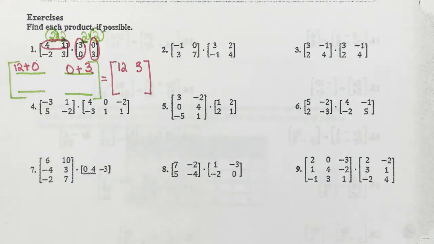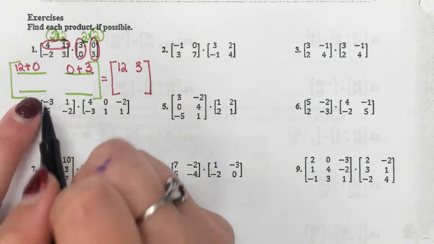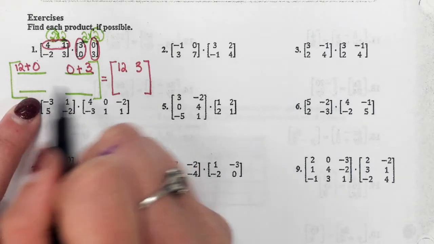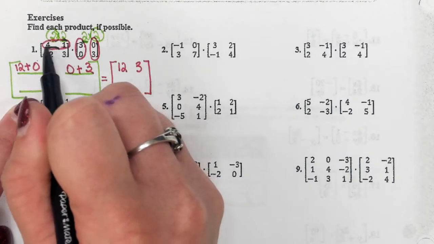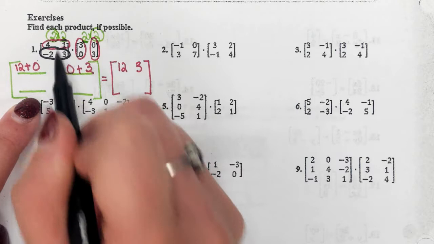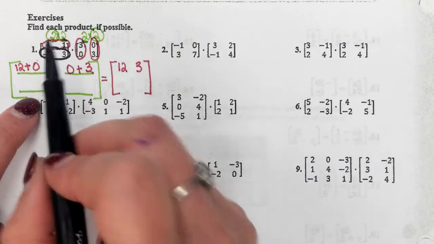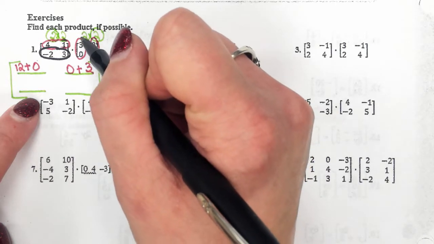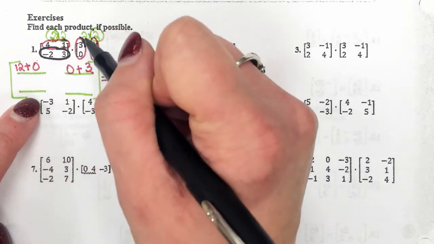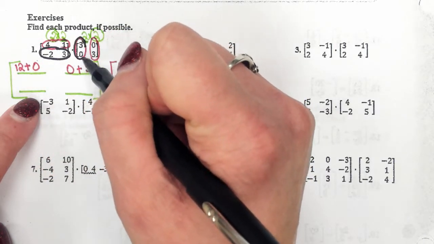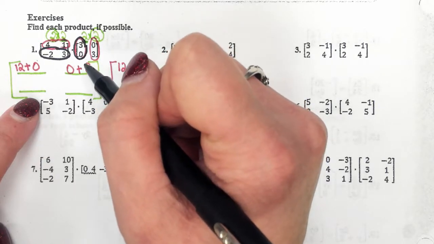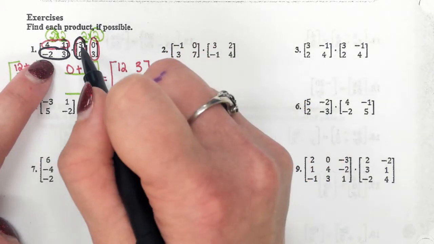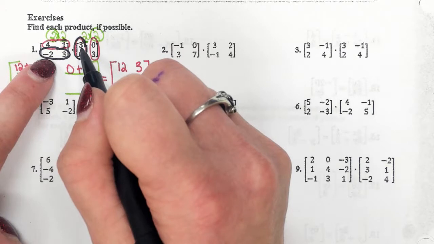All right, let's look at this bottom one. Right here. What row is this one in? Bottom row, second row. So I'm going to use negative 2 and 3 this time. What column is this one in? That's the first column. All right, here we go. Multiply the first numbers. Negative 2 times 3 is how much? Negative 6.